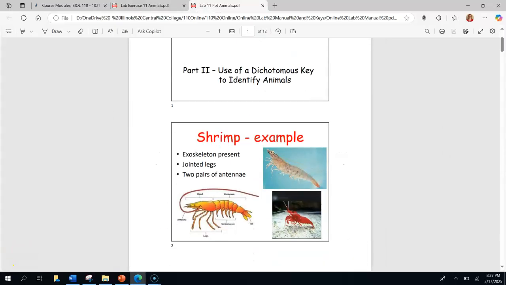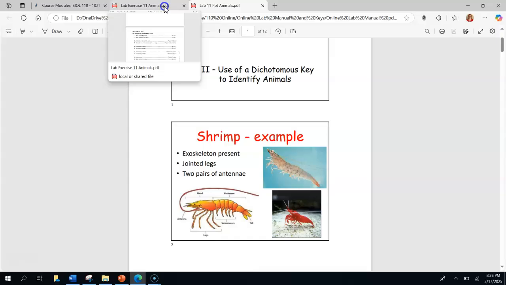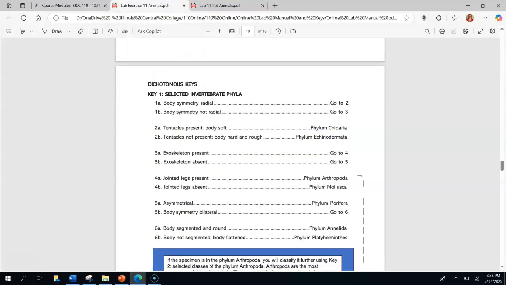Let's look at our example, which is going to be our shrimp. Again, I'm in the PowerPoint. We have a shrimp that has an exoskeleton, jointed legs, and 2 pairs of antennae. All of this information is going to be very important for the quiz. We're going to go back to our key, and you're going to pick one of 2 choices. Body symmetry: radial, not radial. Well, it's not radial, so now we're going to go to number 3.